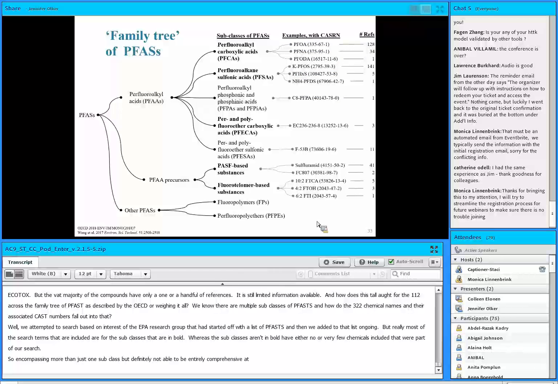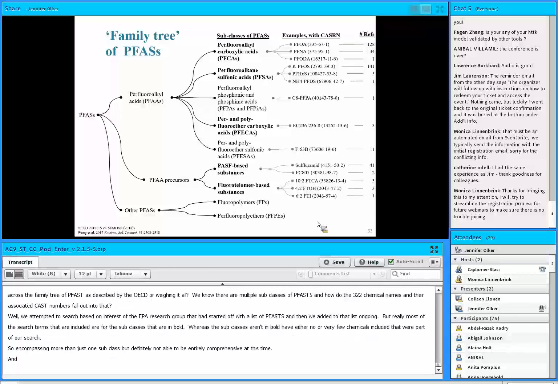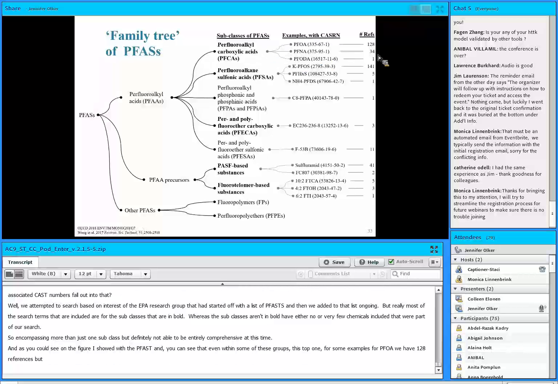And as you could see on the figure I showed with the PFAS and PFOA encompassing most of the references, you can see that even within some of these groups, like this top one, for some examples for PFOA, we have 128 references, but for some of the other compounds in that same group, there are very few references. And the same is true for the sulfonic acids, where potassium PFOS has the most records, and then something like PFHxS has only 5 references at this time.